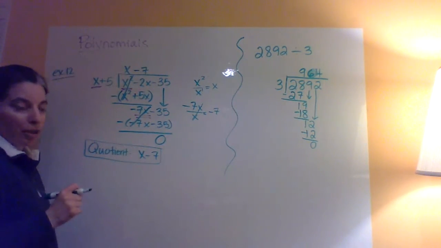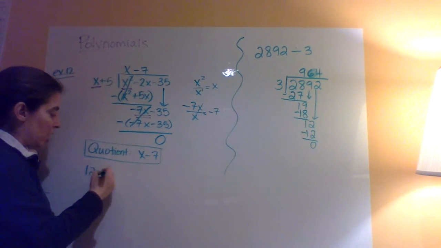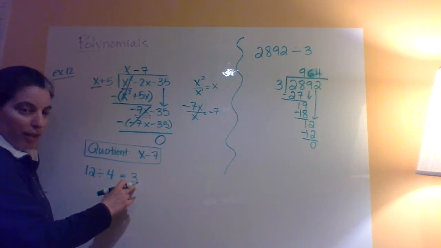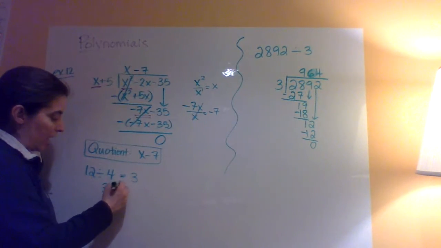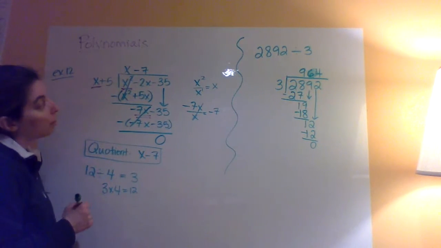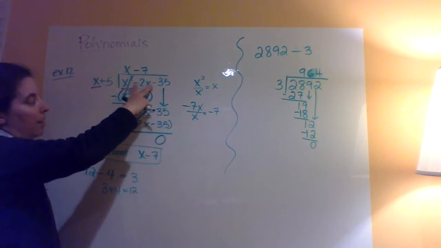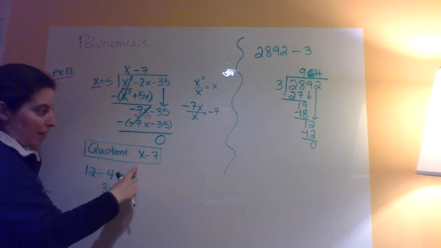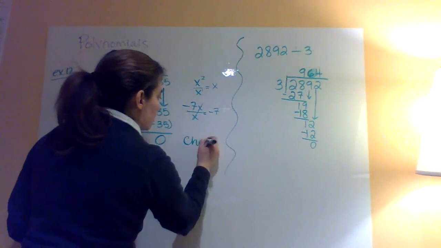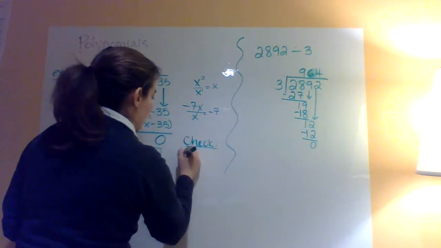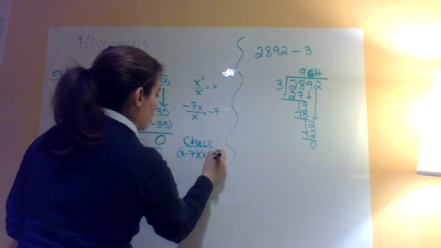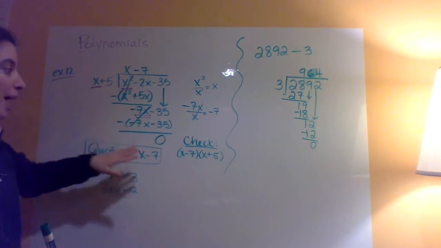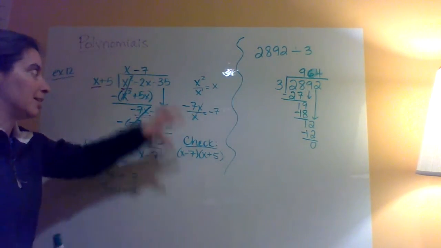Now, let's say I have 12 and I want to divide it by 4 and I decide that my answer is 3. How could I check that? Well, 3 times 4 does equal 12. So it's the same idea here. I had x squared minus 2x minus 35. I wanted to divide it by x plus 5. My answer is x minus 7. I can check it by multiplying my answer times the divisor and seeing if I get what I started out with. If you have a remainder, you just have to add that in at the end to get what you started out with.